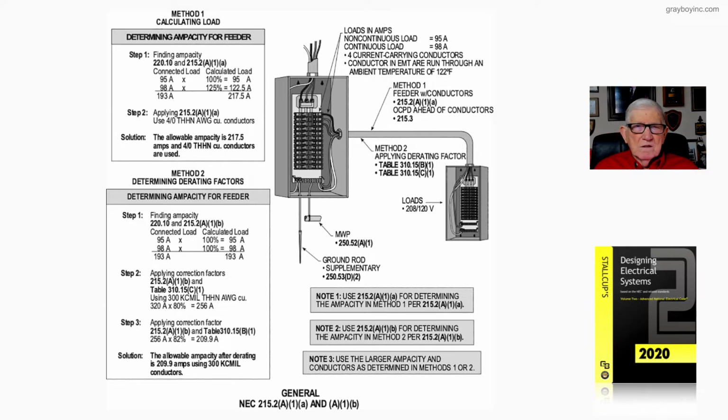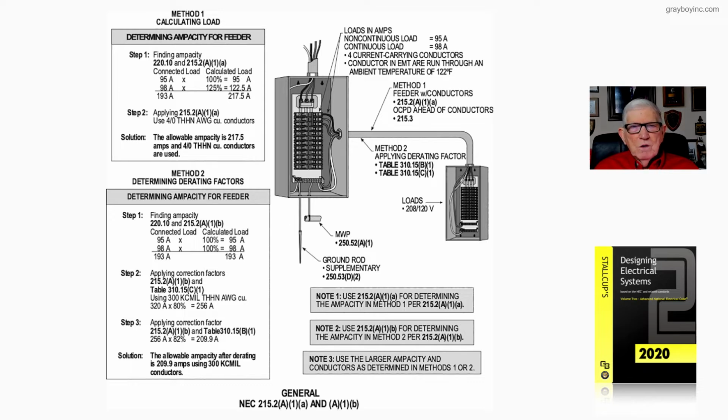Now notice those loads operate less than 3 hours or with demand factors. The 98 amp load, no, they're saying it's continuous. It operates for 3 hours or more in accordance with the definition of continuous loads from Article 100. And when we do the math, we come up with 122.5. The connected load is 193. But the calculated load is 217.5 that we use to size the conductor.